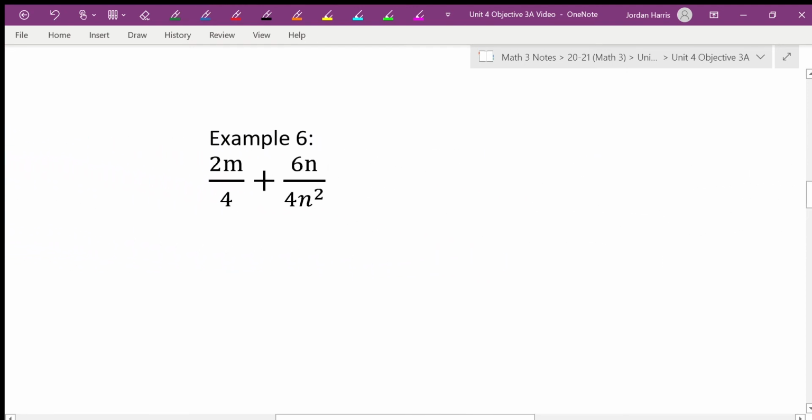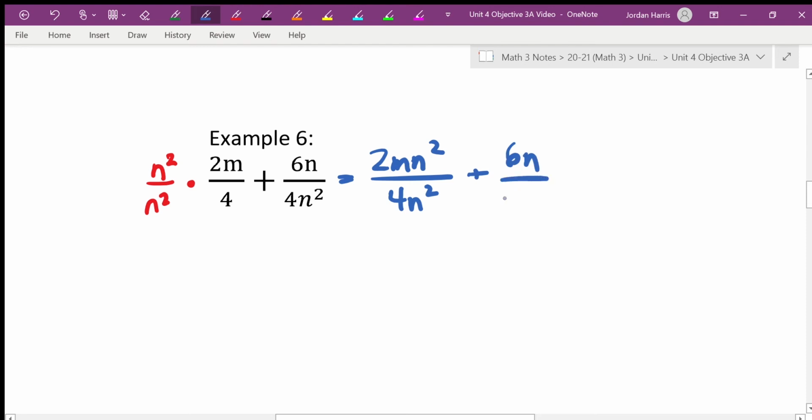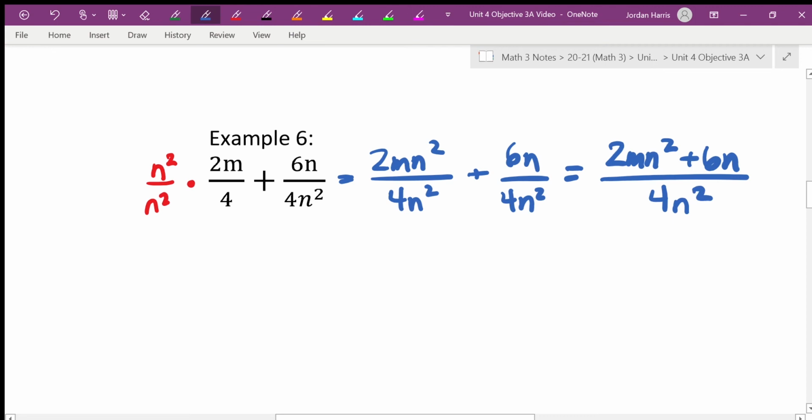Okay, example 6. Very similar, except now it's 4n squared. So this one I'm going to multiply by n squared over n squared. Remember, don't simplify anything yet. So I get 2mn squared over 4n squared plus 6n over 4n squared. So we have something in common. So I have 2mn squared plus 6n over 4n squared.